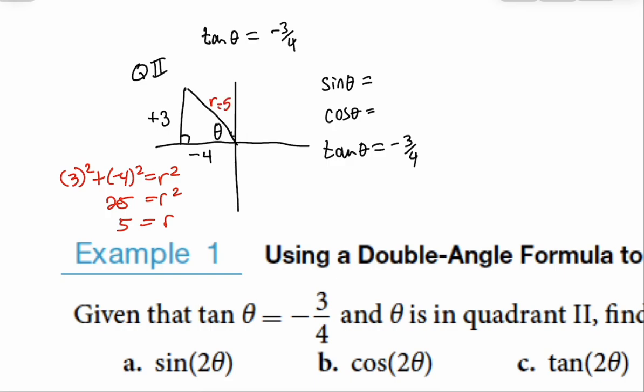Once you have found that information out, or whatever missing side you needed to find, make sure you have all 3 sides. Think about back in the day. Let's label this as our opposite. This is our adjacent.